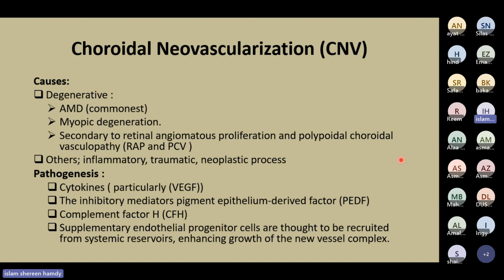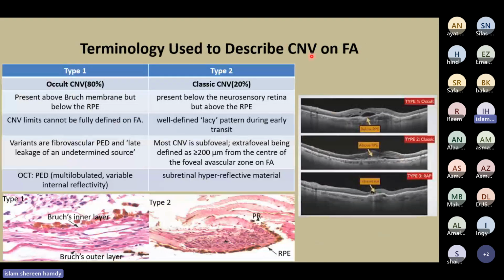So we have two important types of CNV on the OCT or on the fluorescein angiography. We have what we call the occult type. This corresponds to type 1, which is more common, in which the choroidal neovascular membrane is still underneath the retinal pigment epithelium. So it's above the Bruch's membrane. It invaded the Bruch's membrane, but it's still underneath the retinal pigment epithelium.